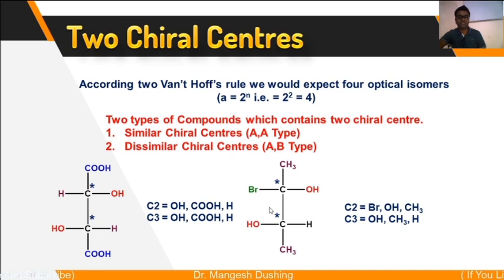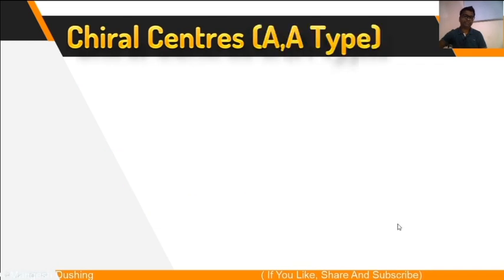Second example of this compound. See, this compound also contains two chiral centers, but on each chiral carbon, the groups of atoms are different. The C2 carbon contains OH, CH3, Br, while the C3 carbon contains OH, CH3 and H. These groups of atoms are not the same. So these are called dissimilar chiral centers, AB type. Now we will see the AA type compounds and their isomerism.